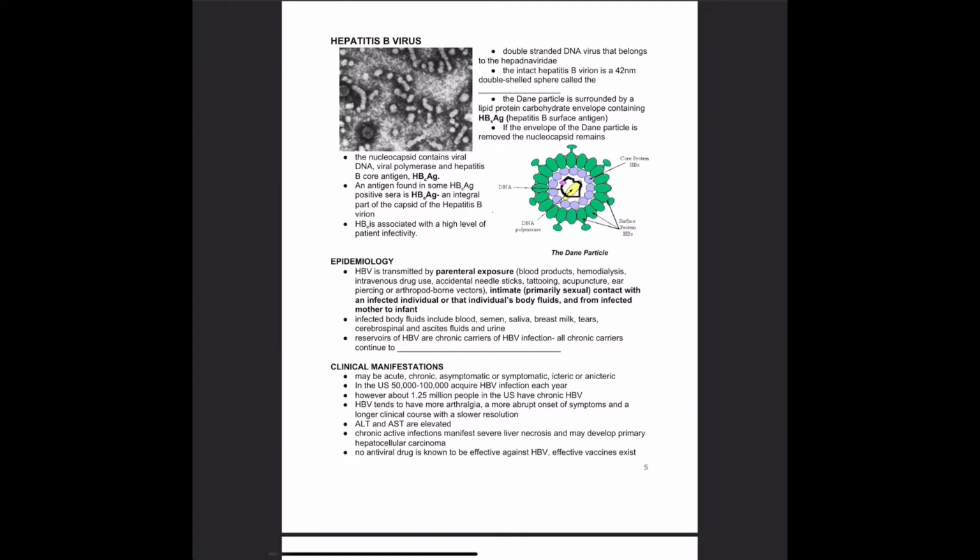Next is hepatitis B. This is a double-stranded DNA virus. The intact virion is 42 nanometers, and the double-shelled sphere is called the Dane particle. The Dane particle is surrounded by a lipid protein carbohydrate envelope containing hepatitis B surface antigen. If the envelope of the Dane particle is removed, the nucleocapsid remains. The nucleocapsid contains viral DNA, viral polymerase, and hepatitis B core antigen.